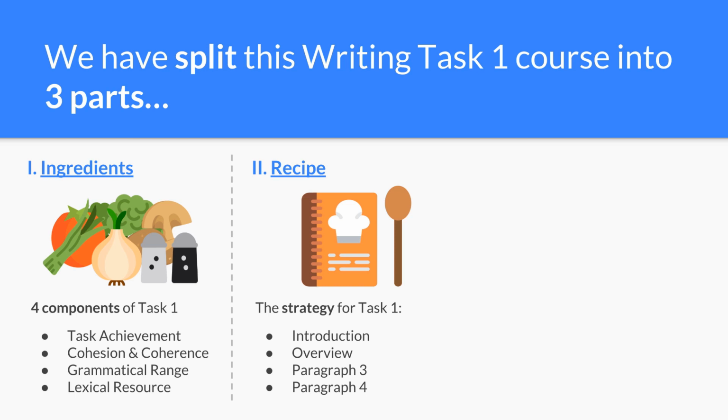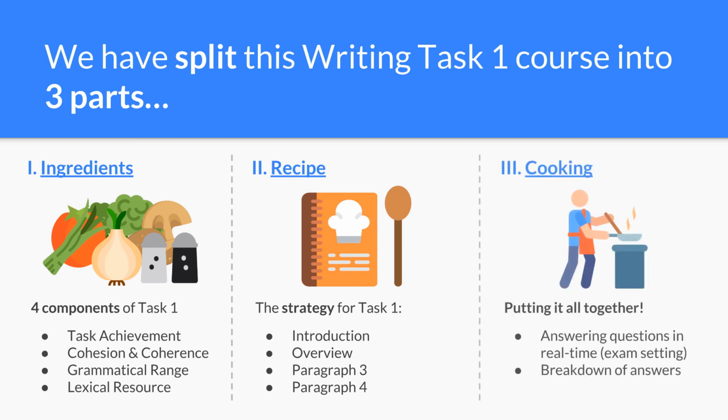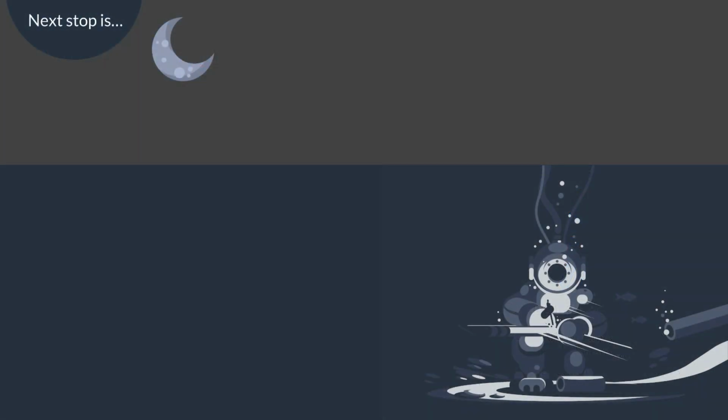Lastly, when we have the ingredients and the recipe, you're now ready to start cooking your dish. We're going to now move into the cooking section, the third and the final section of this course. We're going to be putting everything together, and I'm going to show you how to answer the writing task 1 question in a real exam situation. I will have a timer, and I will answer the question in front of you in the given time. Next, I'm going to break down my answers so that you can see how all the different parts of the essay work together. So that's it for this video.